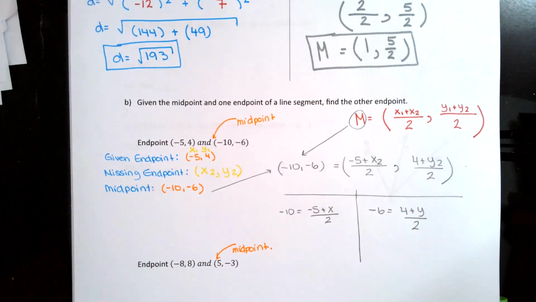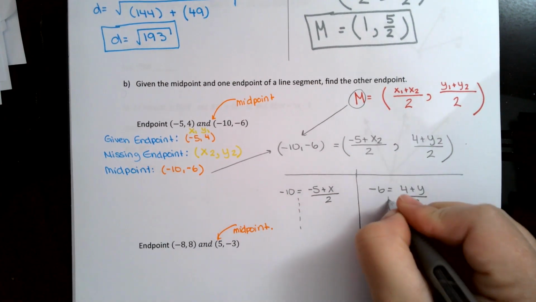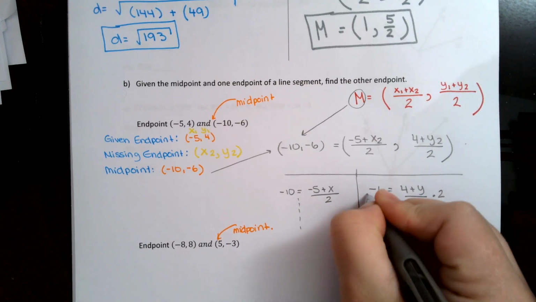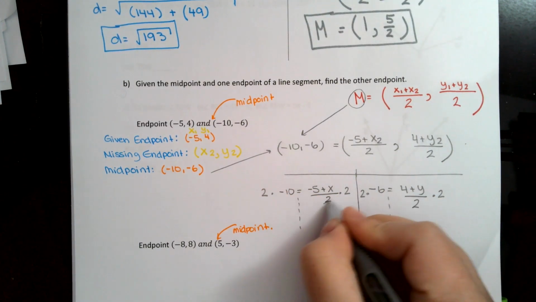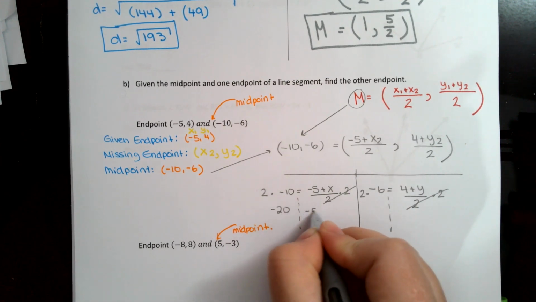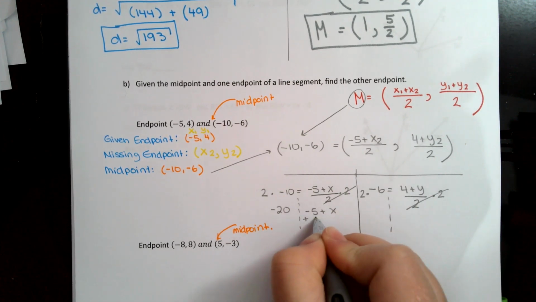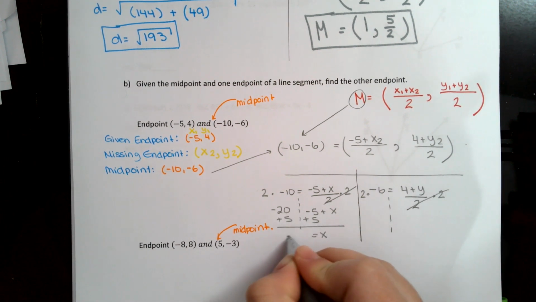Now, solving this is very repetitive. You're going to start by multiplying. Here's your dotted line for balance. Multiply by 2 on both sides, all sides actually. Then we're going to say, okay, -20 is equal to -5 plus x. I'm going to add 5 to both sides, so x is equal to -15.